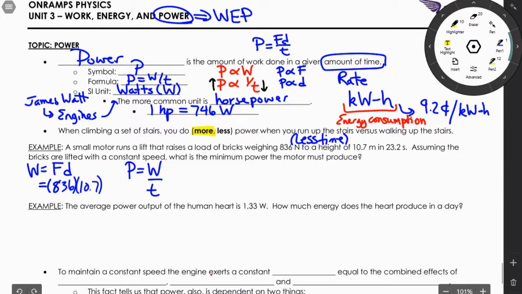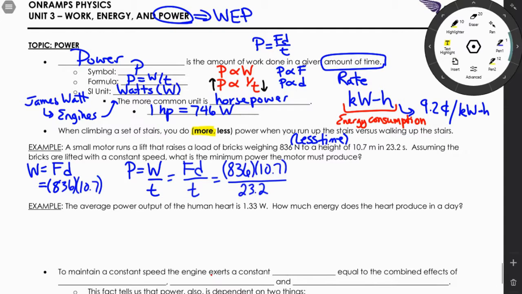Plug that number in over here for work, or I can just simply substitute in my formula for work, where I'm going to put the F times d, the force times distance, in my equation for power, and then substitute in numbers. Okay, and so 836 newtons is about 83.6 kilograms, which is about 170-something pounds. And so look at how much power needs to be generated by this motor. Surprisingly enough, it's not a lot.